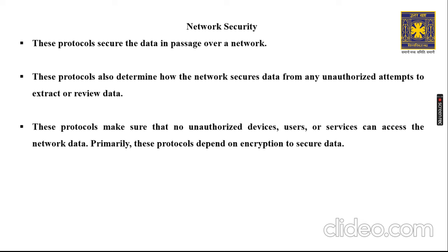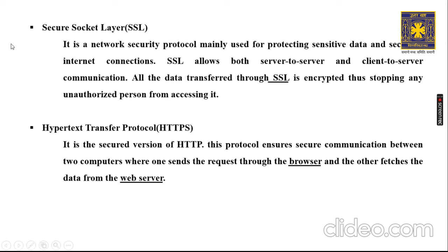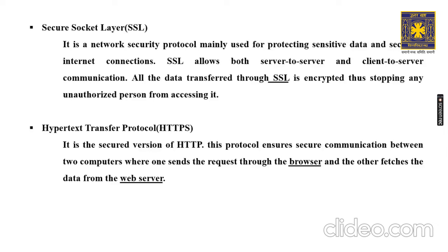So let us see what type of protocols are there. Number one, SSL, Secure Socket Layer protocol. It is a network security protocol mainly used for protecting sensitive data and securing internet connections. SSL allows both server to server and client to server communication. All the data transferred through SSL is encrypted, thus stopping any unauthorized person from accessing it. So mainly for the security of the data that I told you, we use this protocol.